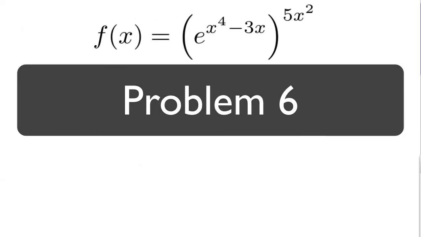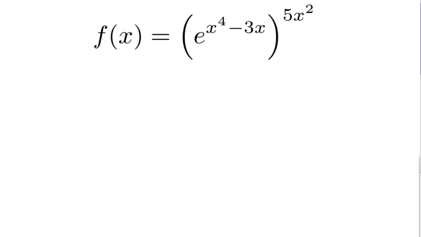So for the derivative of this function, you might be thinking, oh, that's easy. It's just e, so the derivative is just itself. But really, it's not just the regular exponential. What you have here is a function, e to the x to the 4th minus 3x, and that's being raised to another function. So this is one of the situations that requires logarithmic differentiation. There's no other way to find the derivative of this function than by using logarithmic differentiation.